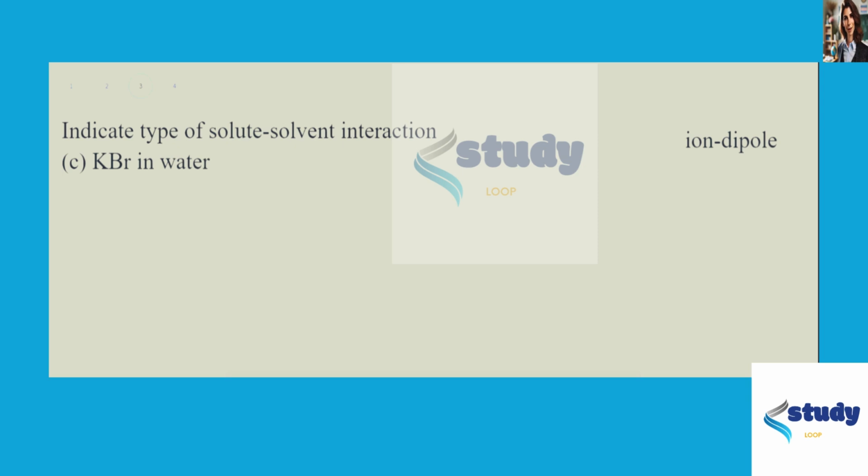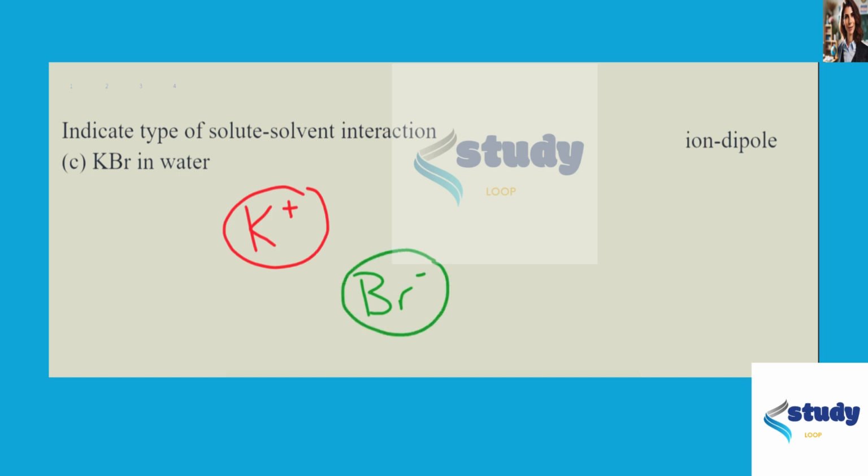In part C, we're given potassium bromide in water. Now, potassium bromide is an ionic compound which separates. When you put it in water, it dissolves and forms K+ ions and Br- ions. So these are ions that interact with the polar water molecule. So water is polar. It has this dipole moment. So what we have is an ion-dipole interaction.